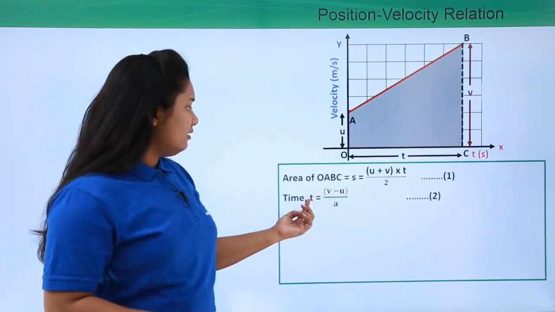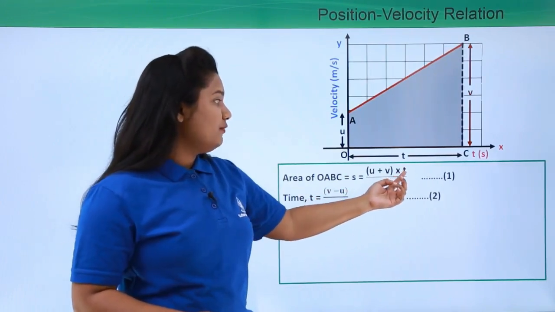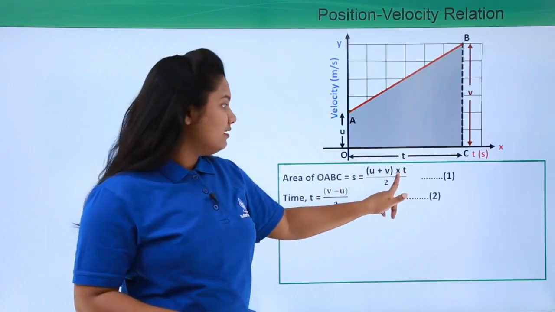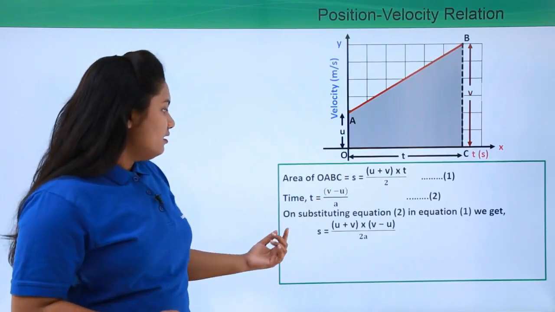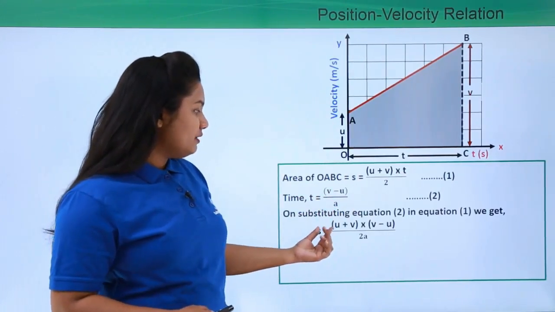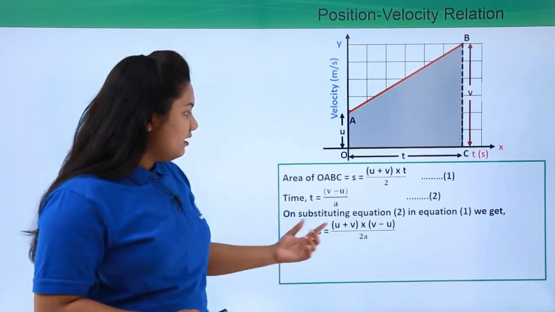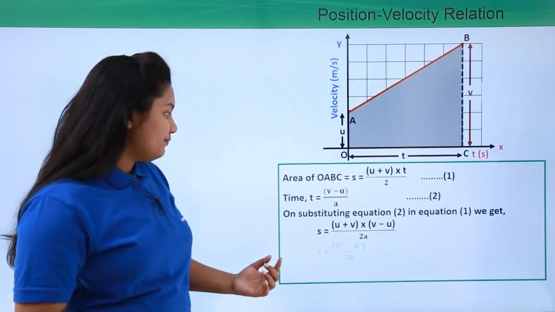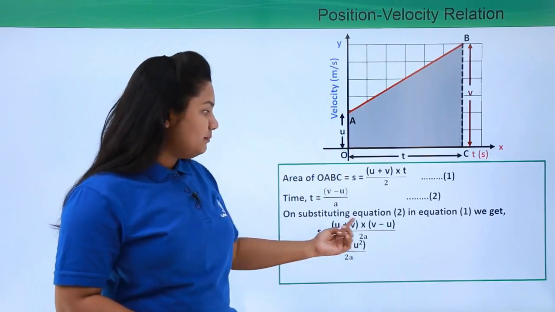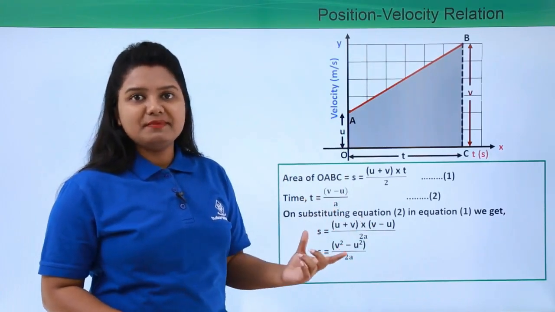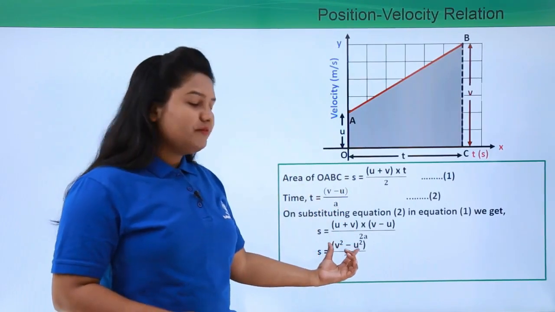Now we will be putting this value of t from equation number 2 in equation number 1 in this place. That is, we'll be replacing this t by this expression over here. So on doing that, we have s equals (u plus v) into (v minus u) divided by 2a. On evaluating this, we get s equals (v squared minus u squared) divided by 2a. We have simply used the formula (a plus b) into (a minus b) equals a squared minus b squared. So that's the simple formula we have used here.